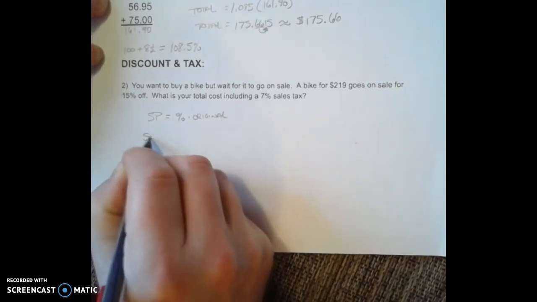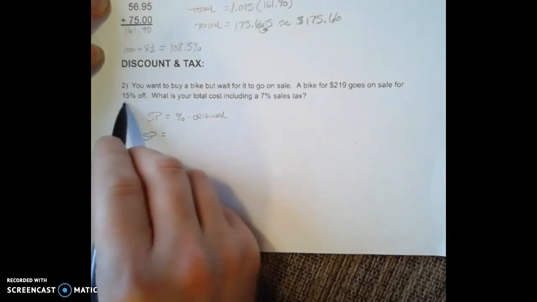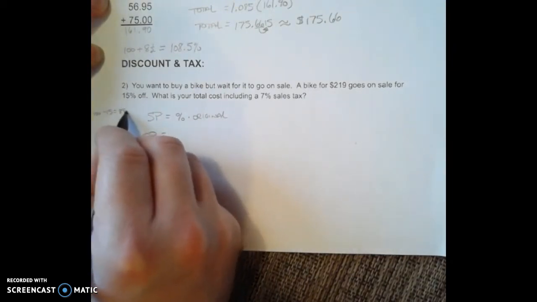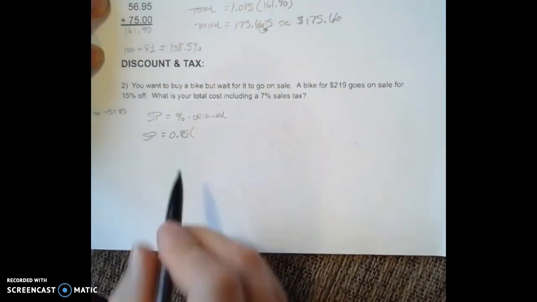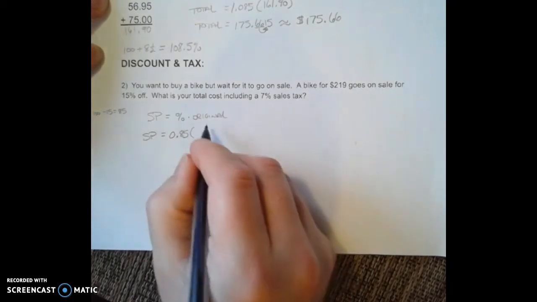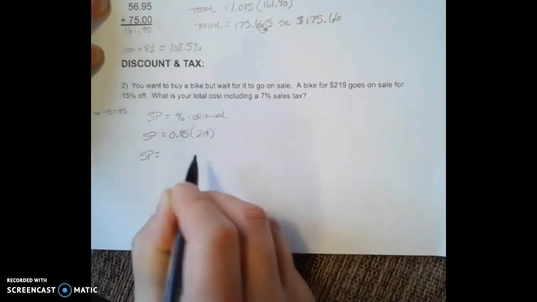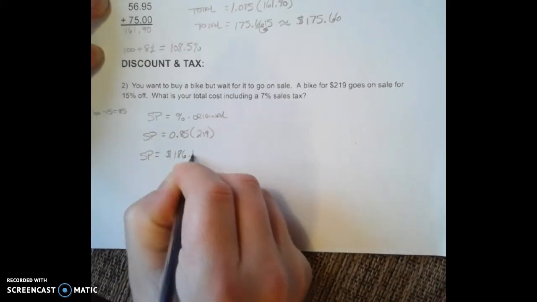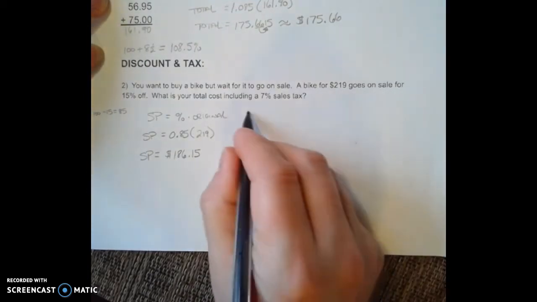And to calculate my sale price here, well, my percentage that I'm saving is 15%. 100 minus 15 is 85. So we're going to be paying 85% of the original price. So I'm going to have 85 hundredths times the original of 219, which means when I multiply those together, my sale price is going to end up being $186.15.